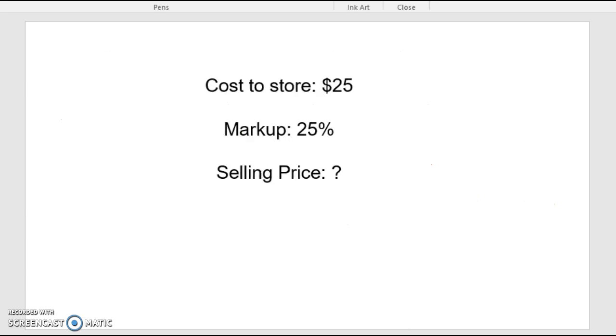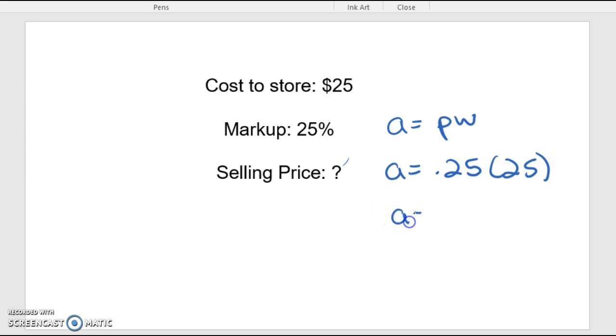Okay, so here we are looking for our selling price again. So we have A equals PW. The markup was 25%, so 0.25 multiplied by 25. 0.25 times 25 is equal to 6.25. We add that to our original price, and we get 31.25.